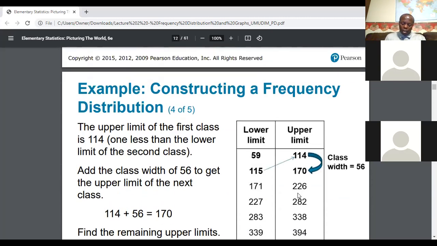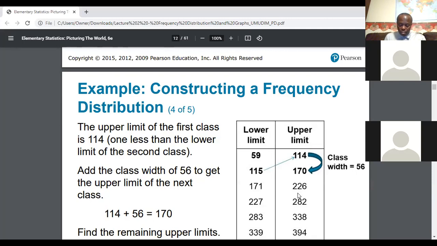Let me make it more clear by using an example. Just give me 1 minute. Let me write this down. Lower and upper class limits, then the class interval, and then tally. Then frequency. Give me 1 minute, let me write this down.